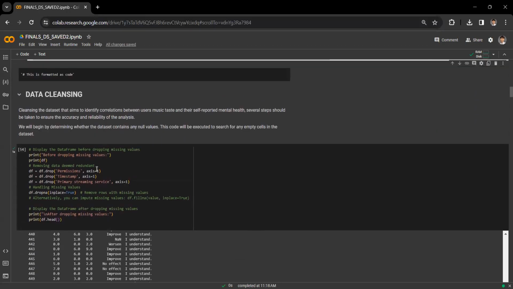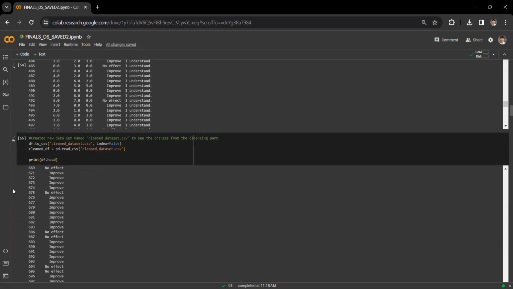In this code, we disregard three categories that seem to be redundant, which are the permissions, timestamp, and primary streaming service, because they don't align with the objective of the survey, which is the relationship between the user's music taste and their mental health. Now, in the second code, we have our cleansed dataset where we removed the redundant categories.